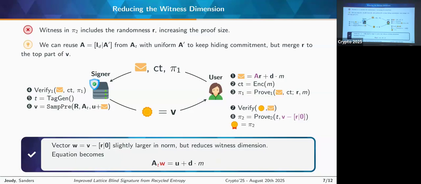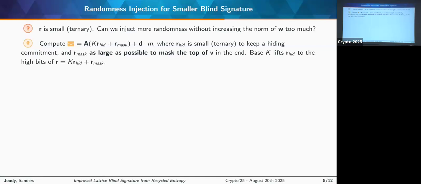Now, I said R should be super small so that it does not increase the norm and the proof modulus. There's quite a big margin between something ternary and the norm of a Gaussian preimage like V, okay? So the question then is, what if we take R to be larger, as long as it does not increase the norm of V by much, of course? Can this excess randomness be useful in some way? And the answer is yes. And this is what we called entropy recycling.